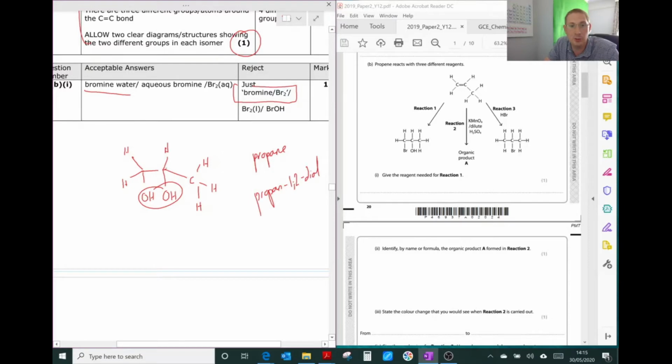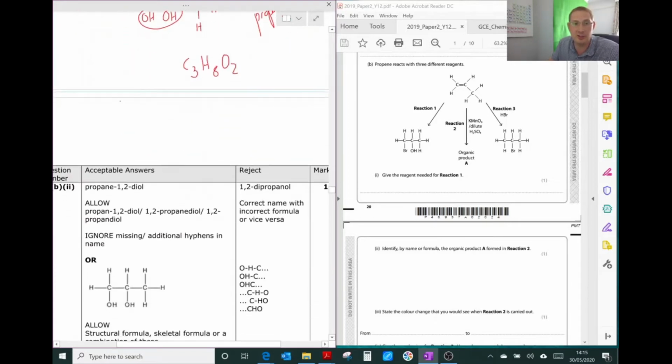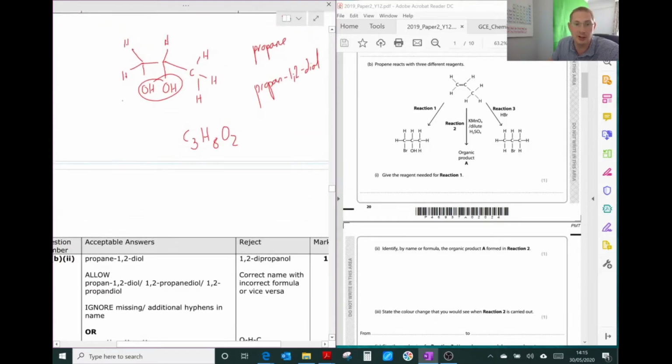In terms of formula, 1, 2, 3 carbons, C3, 1, 2, 3, 4, 5, 6, 7, 8 hydrogens, and 2 oxygens. So let's hope that that matches what you've got. Propane-1,2-diol, or propan-1,2-diol, both fine. 1,2-propanediol, also fine. But ignore 1,2-dipropanol, okay? You've got to have that diol, so that was a rejection.